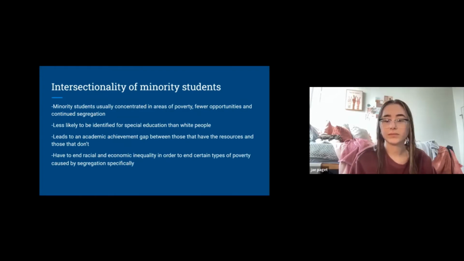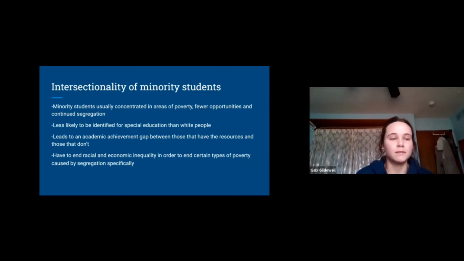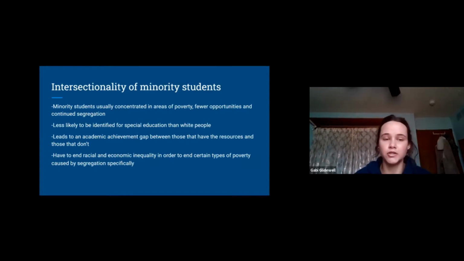So, intersectionality of minority students especially, if we focus on minority students specifically, they are concentrated in areas of higher poverty due to segregation with residents. And so this leads to fewer opportunities and continued segregation. These students are less likely to be identified for special education if they need it. And things like this can lead to academic achievement gaps between different minority groups. It means that some have resources and others don't.